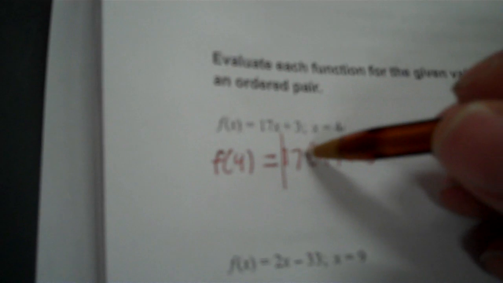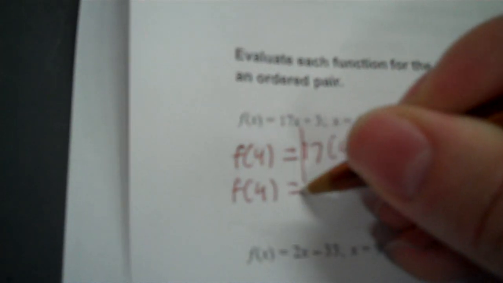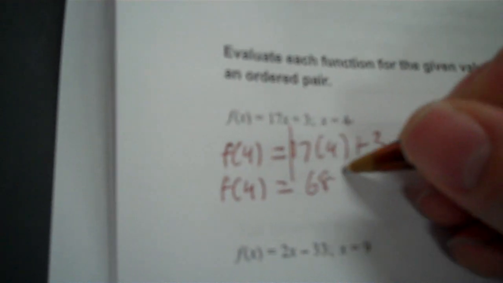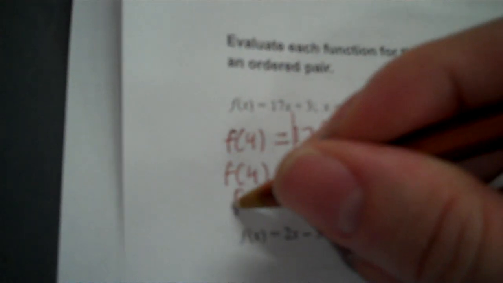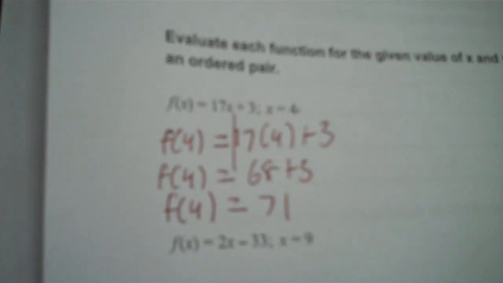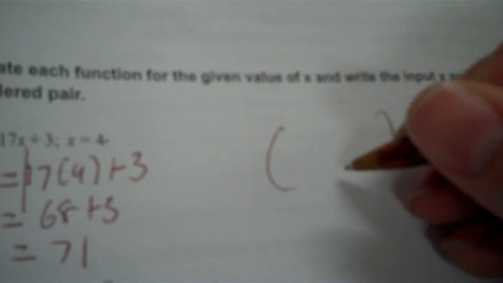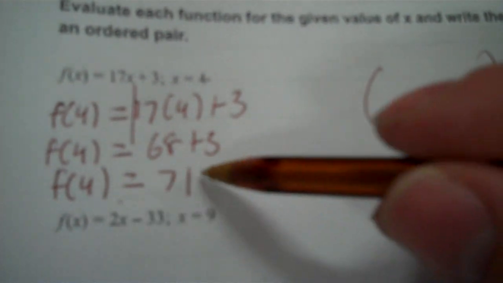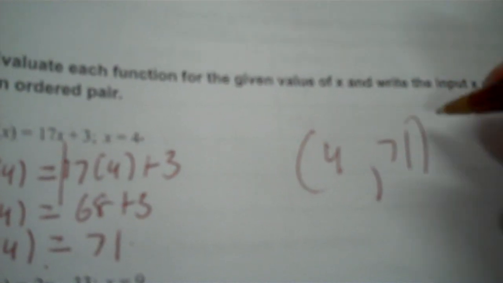Now forget that f parentheses 4 for a second. You're going to go over here and do your operations. You would multiply first, that's 68 plus 3, and then 68 plus 3 is 71. Now here's how you have to write the answer. An ordered pair looks like that, 4, 71. That's the input, that's the output. Pretty easy.